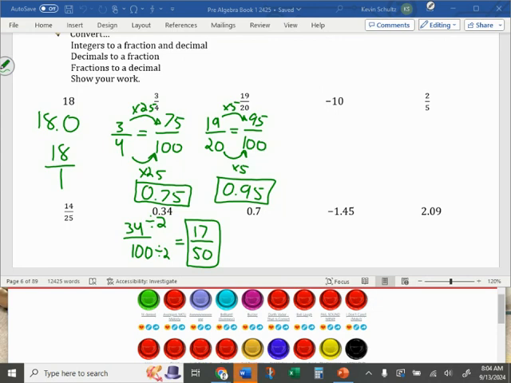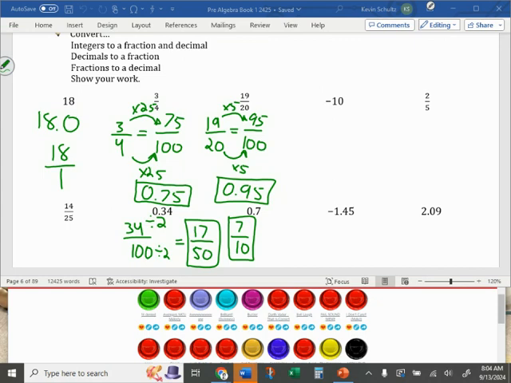Okay? The next one, 0.7, what place value does that go out to? The tenths. So what is the denominator going to be? 10. 7 tenths. Can we simplify that? No, so we're done. Yay.